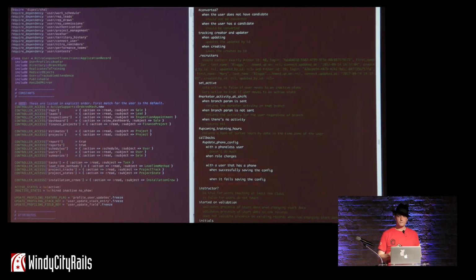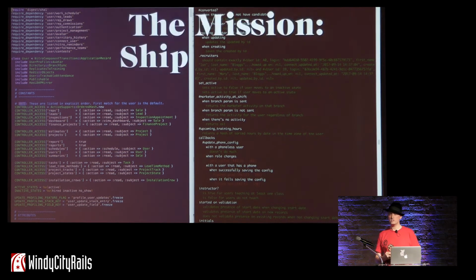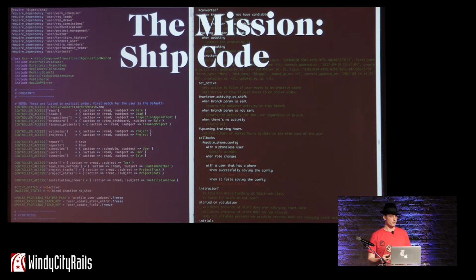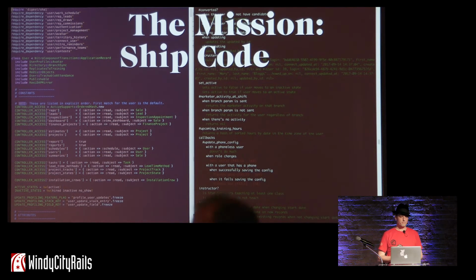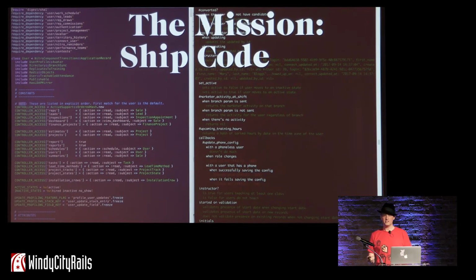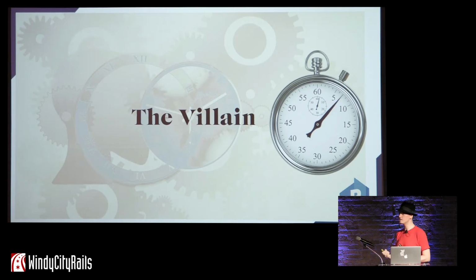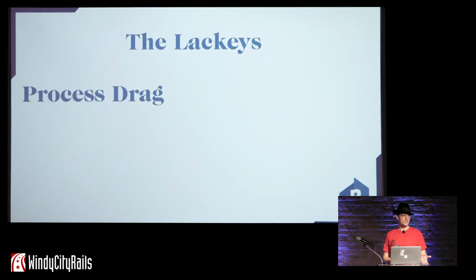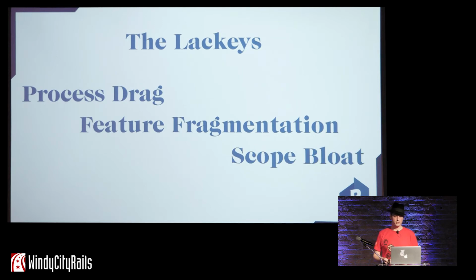So our team has one mission, and that mission is to ship. It's to ship features, to ship bug fixes, to ship code. There are things that get in the way of shipping, though, and that's the villain of this story. It's time. We're constantly fighting time, trying to get our features and our bug fixes out to users as quickly as possible. The villain has some lackeys that we're going to talk about: process drag, feature fragmentation, and scope bloat. I'll talk about each one of these things.